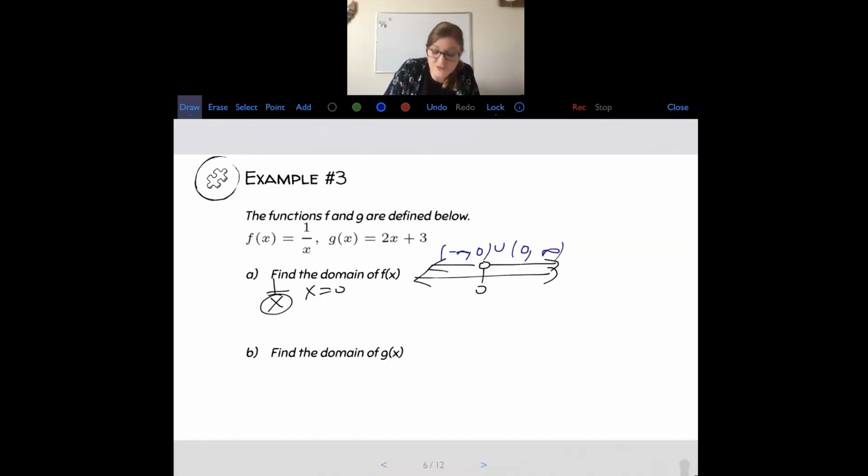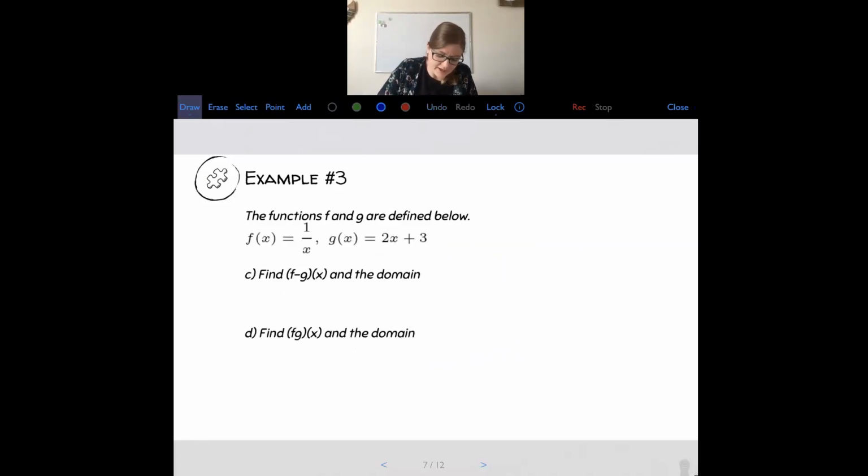And for g of x, there are no restrictions, there are no square roots or denominators, so it's just negative infinity to infinity. We'll need to keep that in mind as we're doing these problems. So part C, find f minus g of x and the domain.